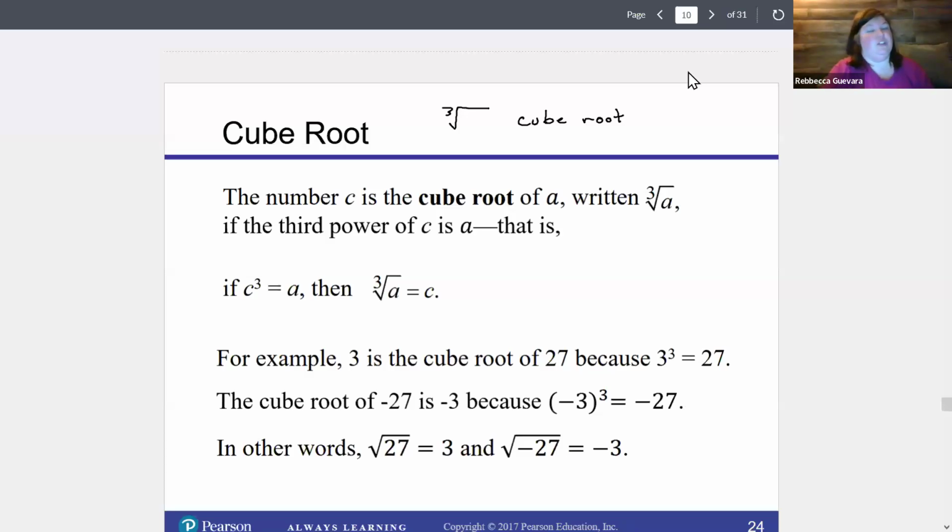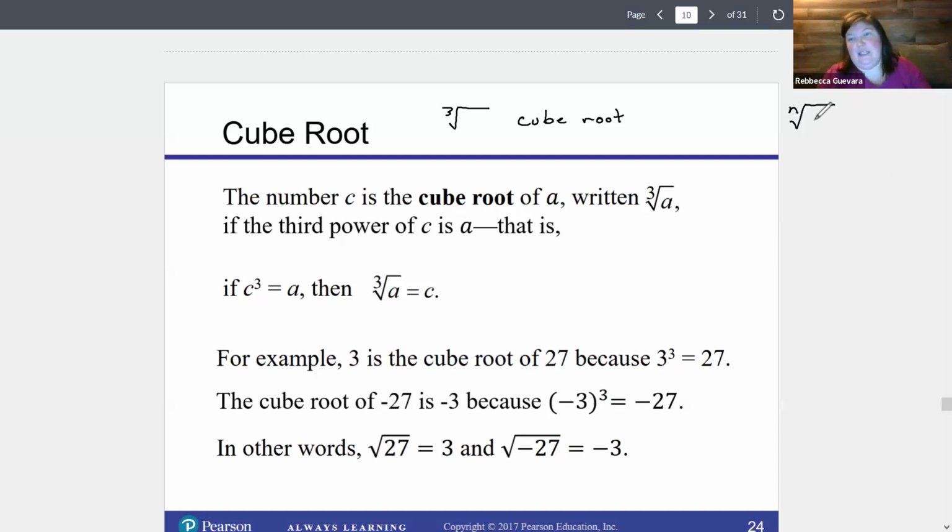Okay, so moving on to other roots. So we have cube roots, we have fourth roots, we have fifth roots, we can have a millionth root if we wanted to. So we have other roots other than square roots. So we see this here, this 3, and then we write the root sign. That means a cube root. And we can generically have any kind of root.